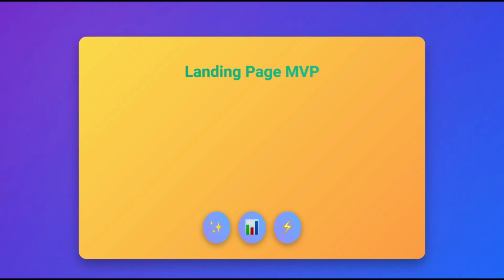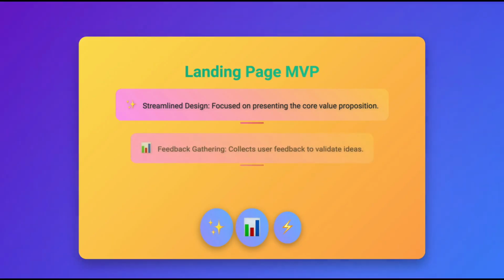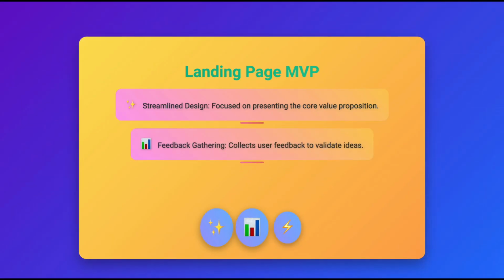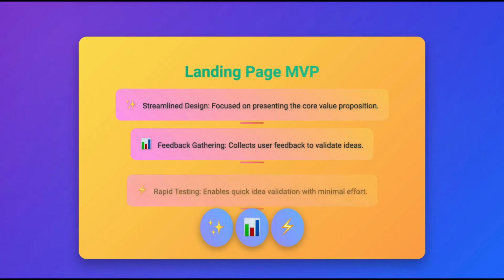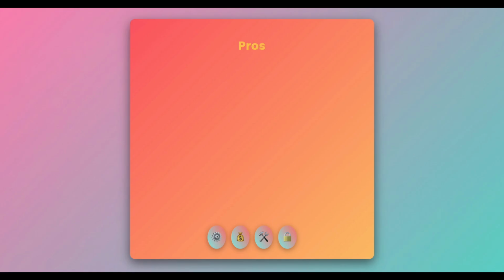Landing Page Minimum Viable Product, MVP, is a streamlined web page designed to validate a business idea by gauging user interest and collecting feedback with minimal development effort. It presents the core value proposition to potential customers, encouraging actions like sign-ups or pre-orders to assess demand before full-scale product development. Pros: quick validation, rapidly assesses market interest without extensive development.